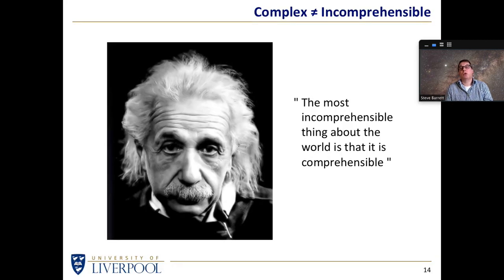One of my favourite quotes from Einstein was that the most incomprehensible thing about the world, or the universe if you prefer, is the fact that it is comprehensible. Just because it's complex doesn't mean we can't understand it. Those are two different things. And essentially that's what physicists spend their time doing, looking at complex systems, asking what are the hopefully simple rules that tell us how this particular complex system works.